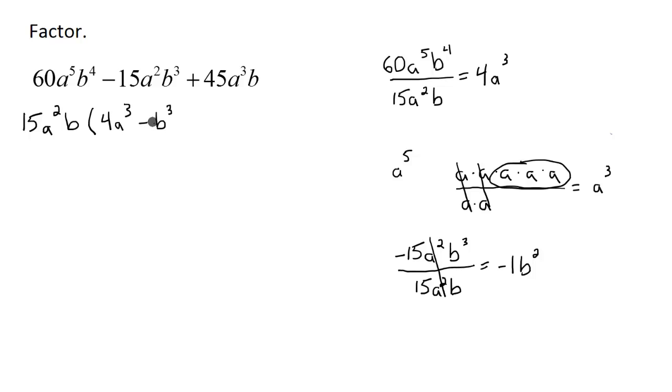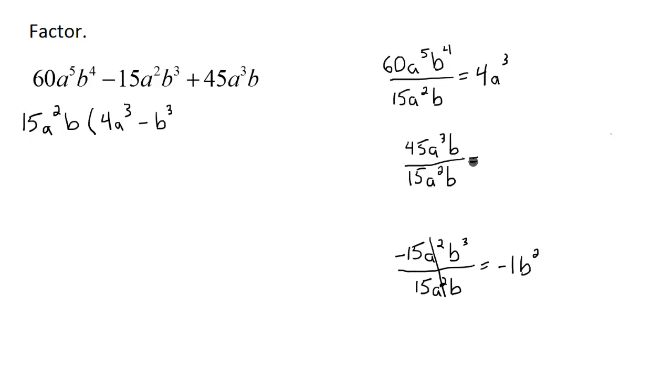And I'm not going to write the 1. You could write it down if you'd like to, though. And then lastly, I want to divide out my GCF here from this last term. So let's go ahead and set that up here in the middle. So 45 divided by 15 is 3. A cubed divided by a squared is just going to be an a to the first. And then b over b, that cancels out, so I'm left with 3 times a. So that's going to be my last term here, 3a.